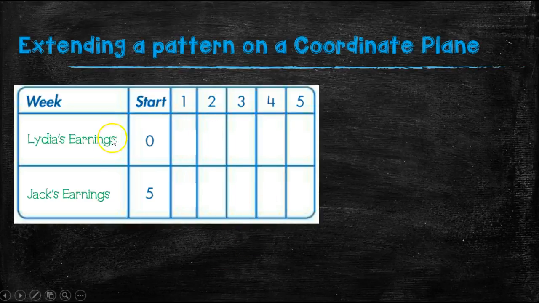So here we have Lydia's earnings and Jack's earnings. Remember, Lydia didn't have anything saved at the beginning, but Jack had $5. So they are each going to get $3. So 0 plus 3 is 3, and Jack is going to have $8 because 5 plus 3 for this week is 8. So now we're going to add 3 up here and add 3 down here, and just keep extending our table. So now we have a completed table.